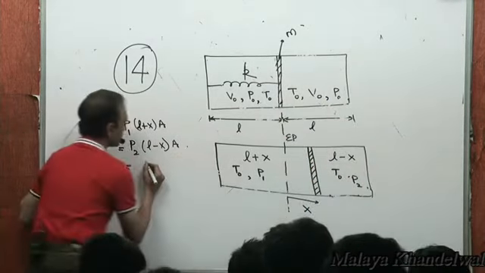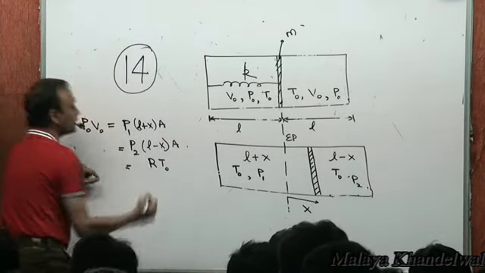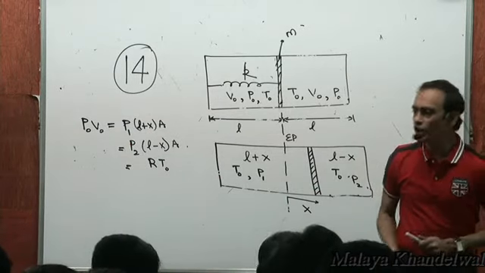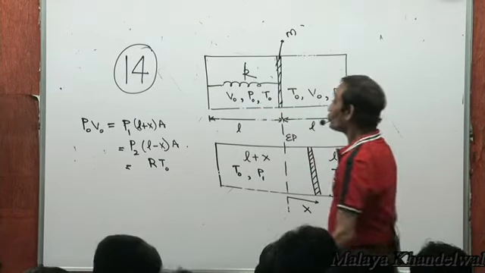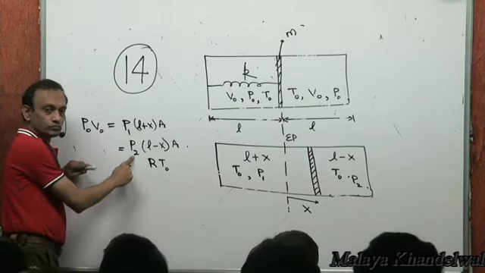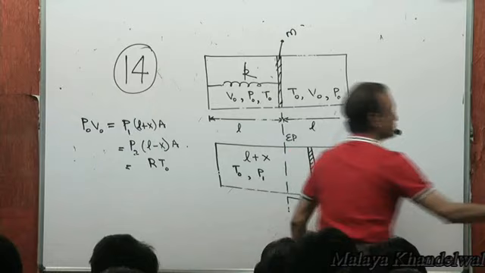So P0 V0 must be R T0, and R T0 is maintained constant. Yes or no? P0 V0 must be R T0, which gives us access to P1 and P2. So what are P1 and P2 then?